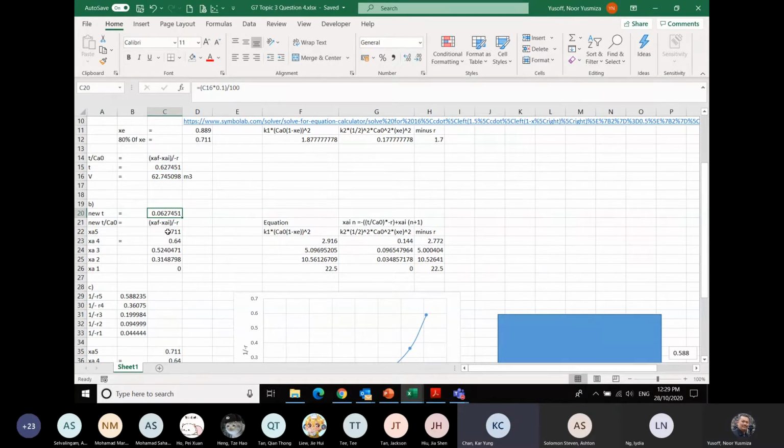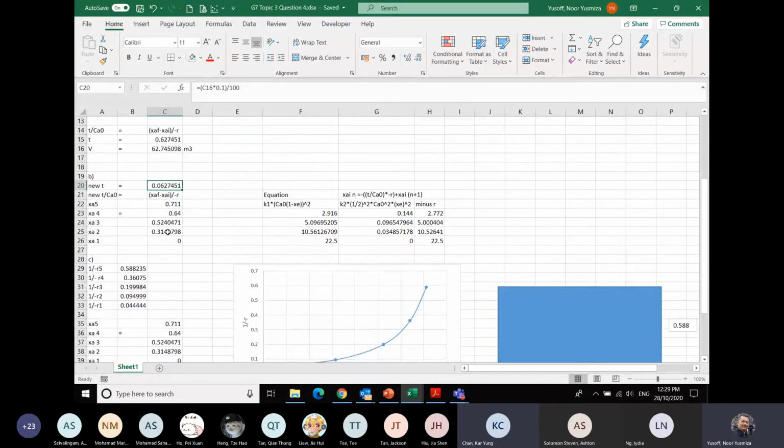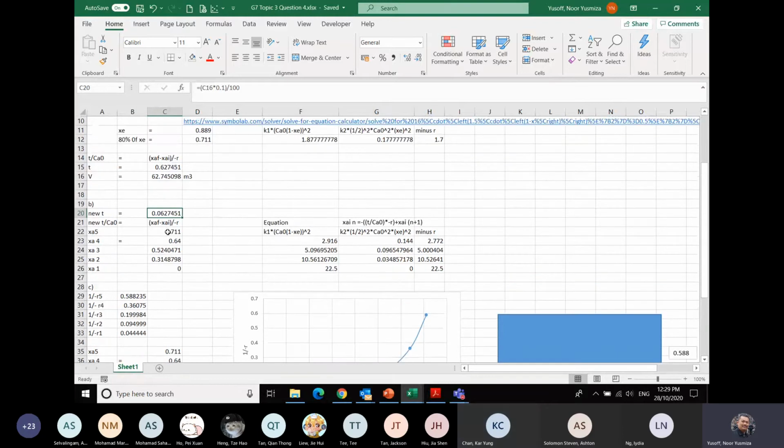And then using the new tau, we substitute in the formula and can find the XAI. We need to find the XAI instead of the XAF because we need to do a reverse calculation. You're going to start from the last CSTR. We do the calculation until the XAI is equal to 0, and then we can say that it needs 4 tanks to achieve the same conversion. You have five conversions, and five conversions means you just need 4 tanks.